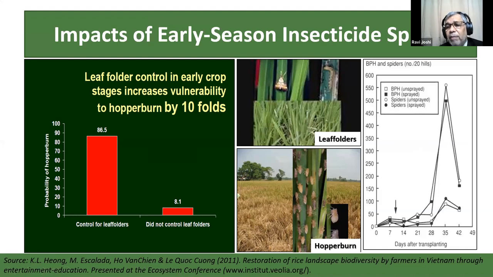And until today, all of this is being widely used, because I have shown in the field that if you have a resistant variety and a susceptible variety, and you spray insecticides for brown planthopper in the early days, around 10 days after transplanting, you will get a hopper burn on the 35th day. You can see the spiders drastically decreased in the spray treatment, and the hopper population exploded around the 35th day after the application of insecticides.